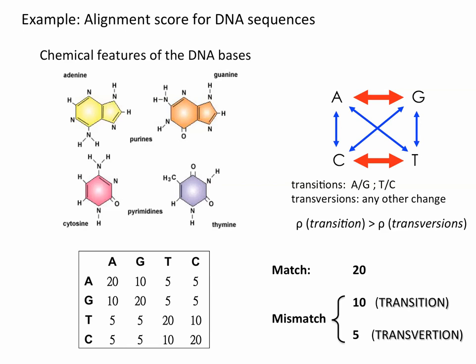So, if we are going to define a score function for the type of changes that we observe in the DNA molecule, we can describe three main types of changes. A high score for a match, which will be represented in the diagonal of this table. A lower score for the mismatch that implies a transition, and an even lower score for the transversion that is less probable to occur.